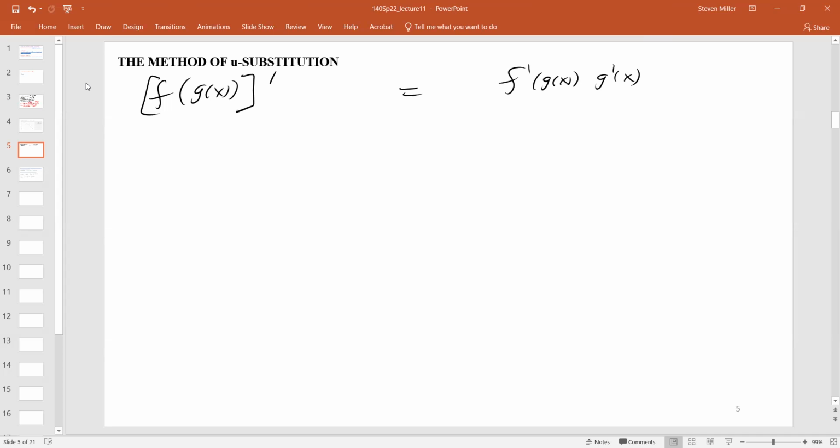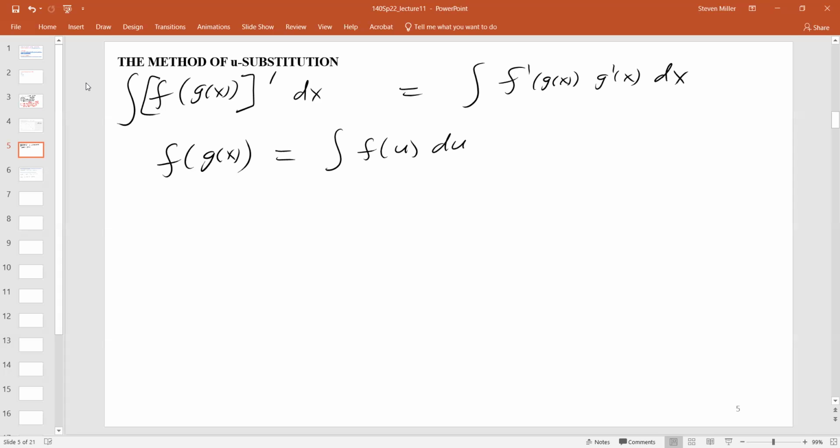So if I integrate both sides, the left-hand side is very easy. It's just f of g of x. And so what we often do is we write this as the integral of f prime of u du, where u is g of x, du dx is g prime of x, so du is g prime of x dx.